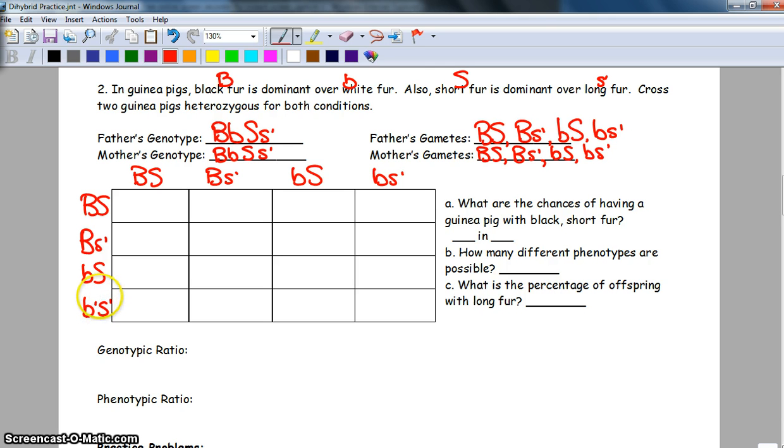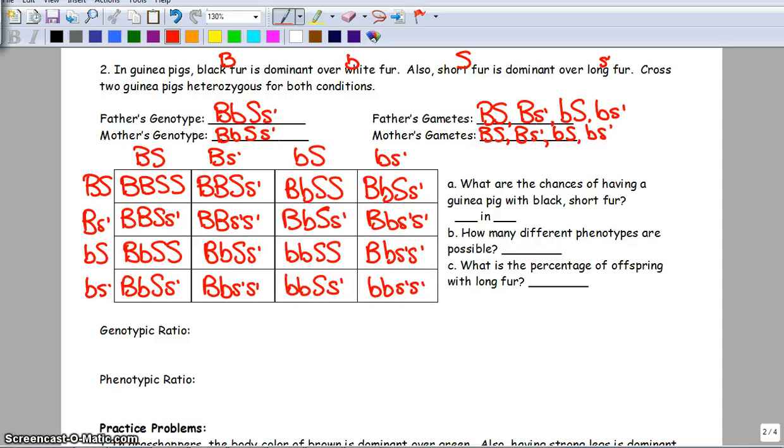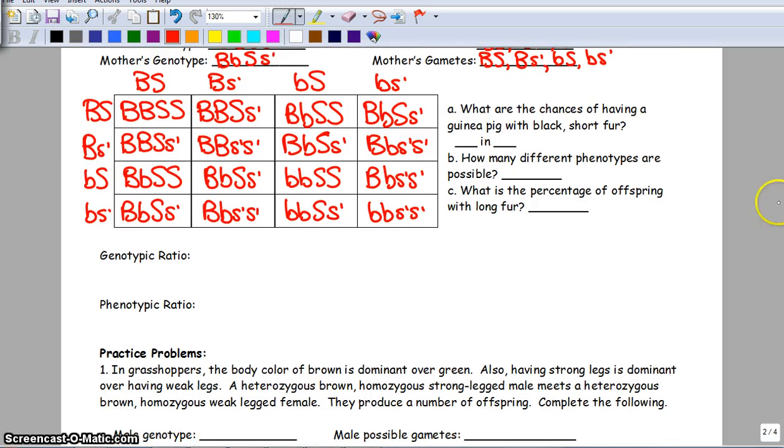All right, what you're going to do now is fill in your Punnett square. So just like how we saw before, above is a big B, to the left is a big B, above is a big S, to the left is a big S. Now what I want you to do is pause the video and go through and fill out your Punnett square. I am also going to pause it while I finish filling in mine. All right, now that the Punnett square is filled in, we can go through and start analyzing our information.